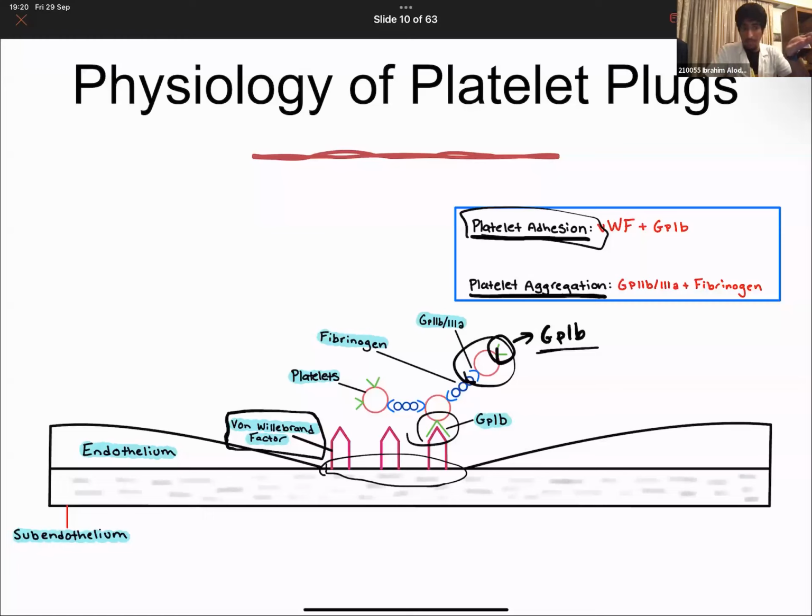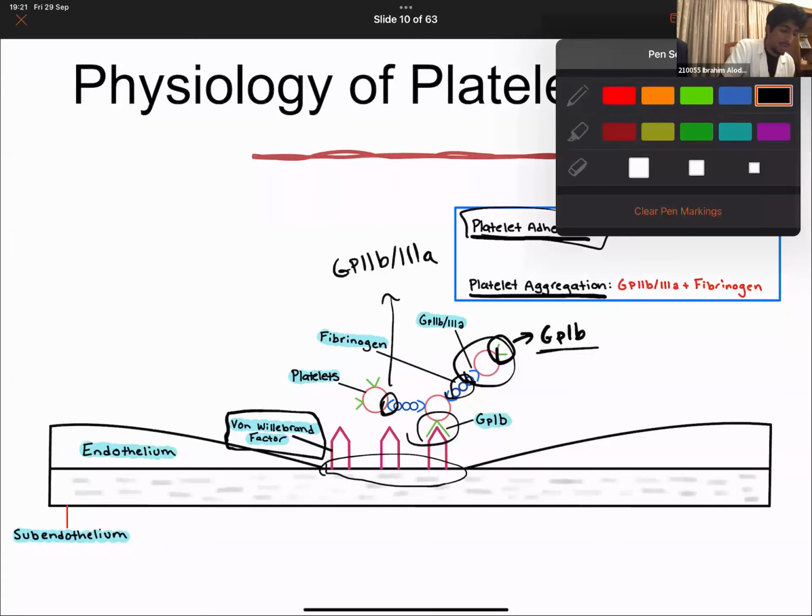And the other receptor that's present on platelets is this blue one over here. And this is called GP2B3A. I don't know why they're named like this, but those are the names. And between the two GP2B3A receptors comes in something called fibrinogen. And fibrinogen kind of acts like the glue between those two receptors so that all of these platelets can come together and start aggregating to form a plug. All right.